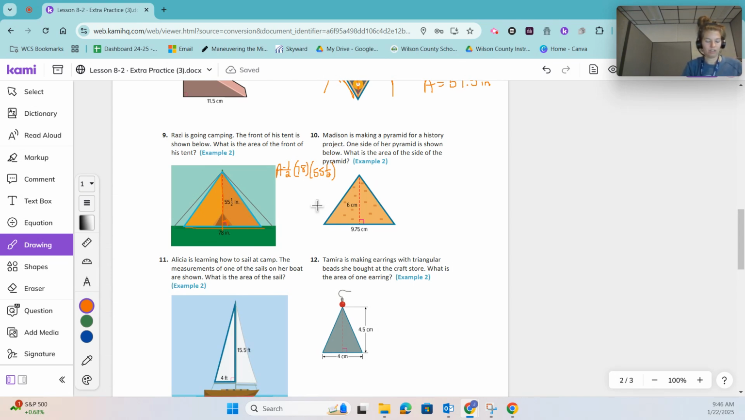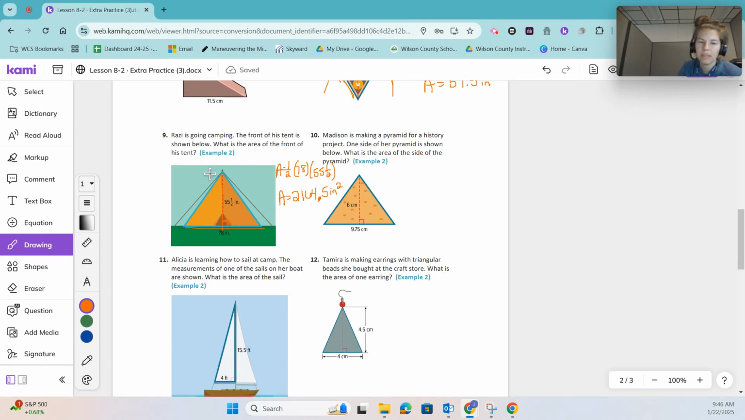78 times 55.5 divided by 2, or times the 1/2. And that's going to be the area equals 2,164.5 inches squared.